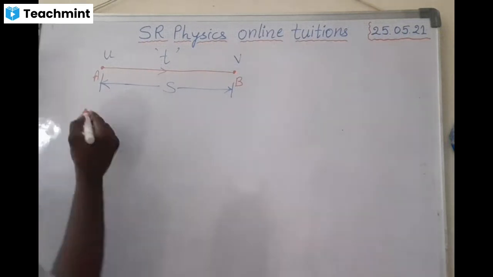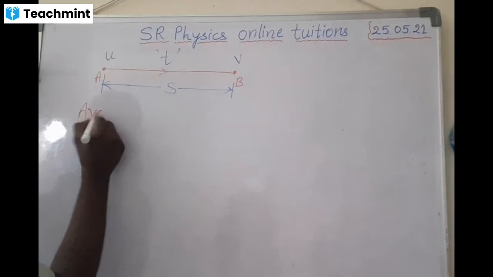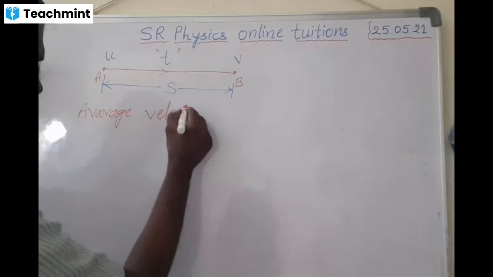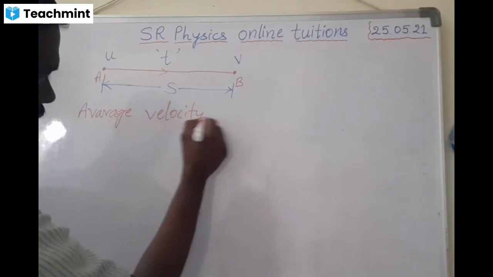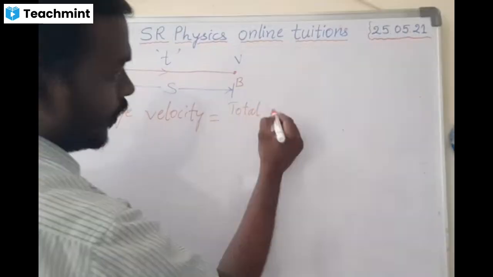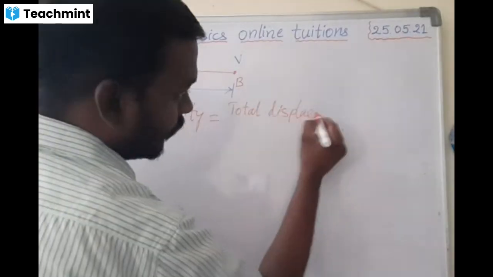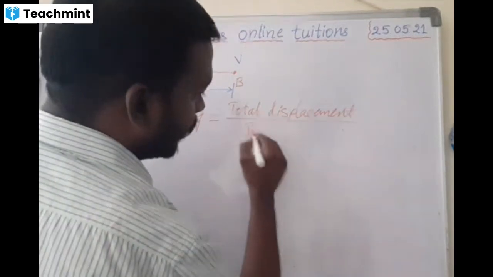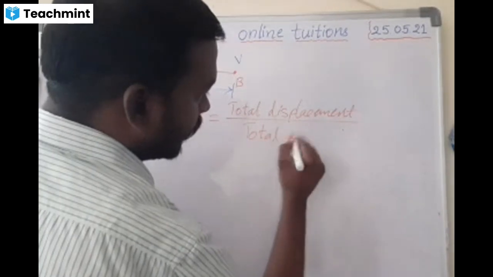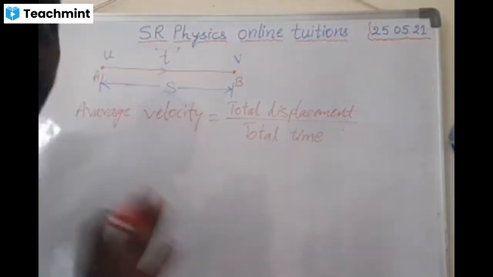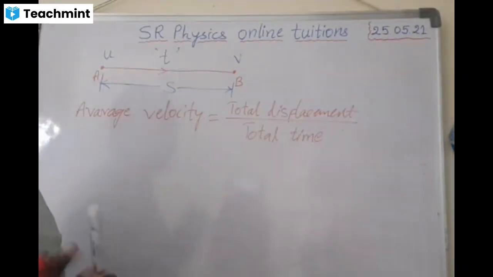So here, let us take the average velocity formula. Average velocity is equal to total displacement by total time. Okay, no problem, you can check the recorded classes also. It is going to get recorded very clearly.